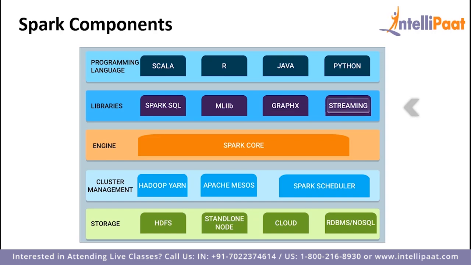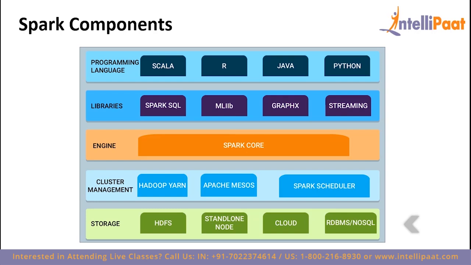Then we finally have the Spark Streaming component, which allows us to perform batch processing and streaming of data in the applications. Coming to the programming languages, Spark can be implemented in Scala, R, Python, and Java. However, Scala is the most widely used language for Spark. And finally, we can store data over HDFS, local file system, and cloud. It also supports SQL and NoSQL databases.